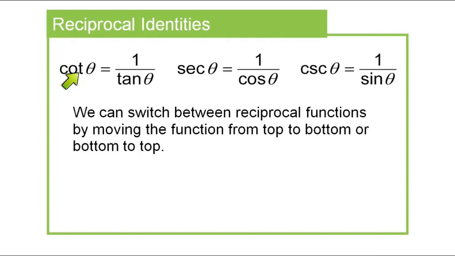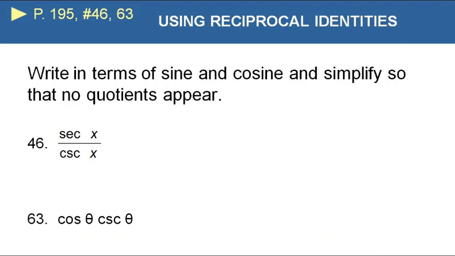For example, here cotangent's in the top, but that's equal to having tangent in the bottom. Secant in the top is equal to having cosine in the bottom, and so on. Now let's take a look at a few examples from the end of the section. It says, write in terms of sine and cosine and simplify so that no quotients appear. So that will be our goal through the rest of this section. Simplify so that no quotients appear.